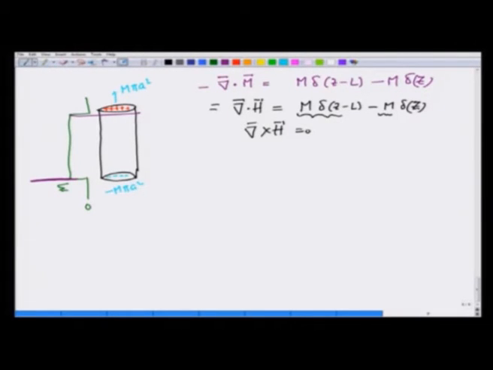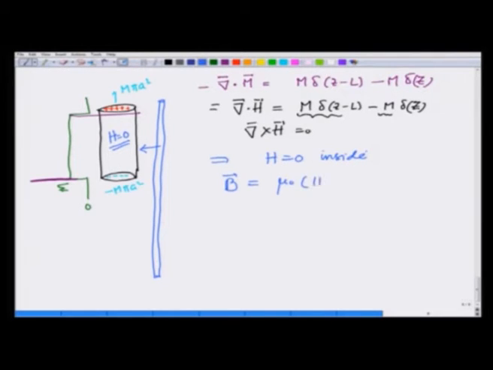And since the length of the rod is very, very large, in reality it is more like a very thin rod, with small charges up and down. And this is what is being represented here. So, H inside is going to be nearly 0. So, this implies H is 0 inside, and therefore, B is going to be equal to mu 0 (H plus M), which is nothing but mu 0 M.